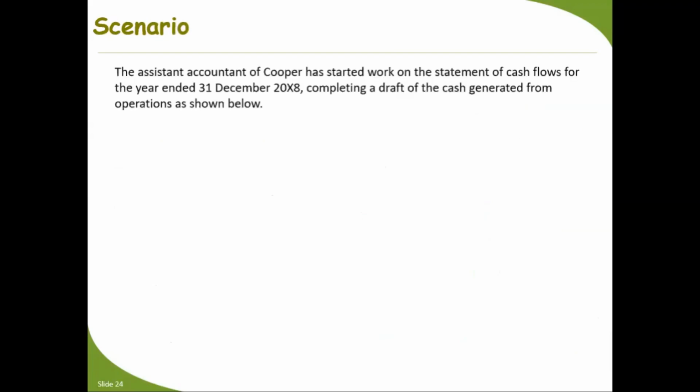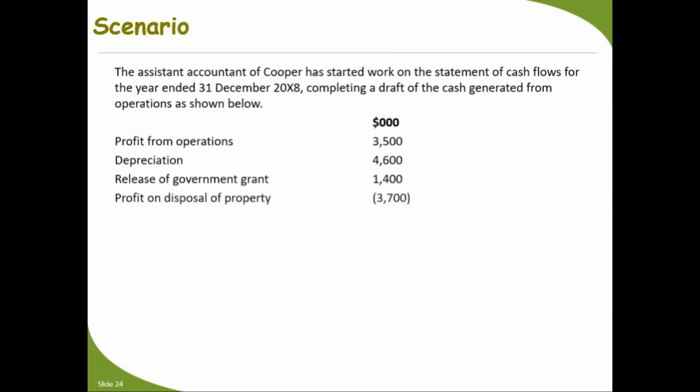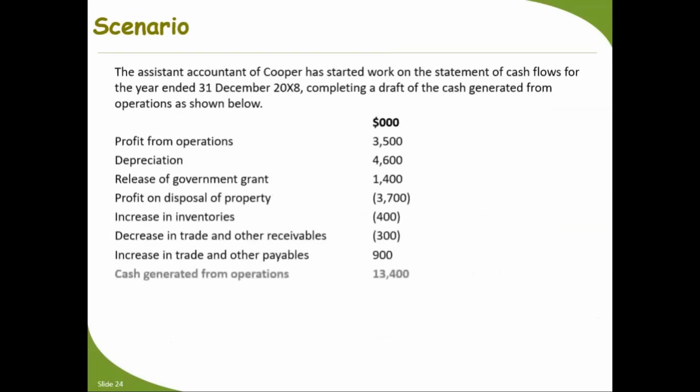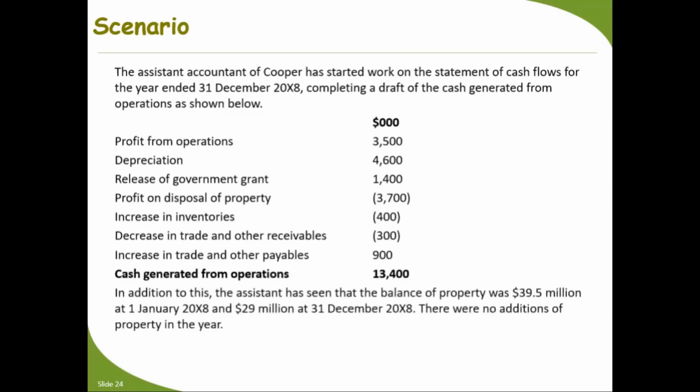Now, this is the scenario. The assistant accountant of Cooper has started work on the statement of cash flows for the year ended 31st December 2008. Completing a draft of cash generated from operations is shown below. Profit from operation, depreciation, release of government grant, profit on disposal of PPE, increase in inventories, decrease in trade and other receivables, increase in trade and other payables, and cash generated from operation. So he has given you the cash generated in operation, but there are some mistakes.